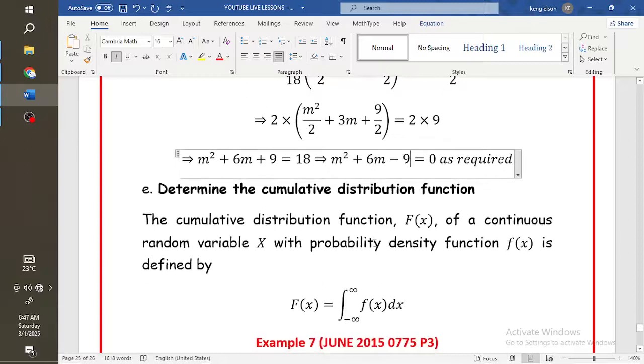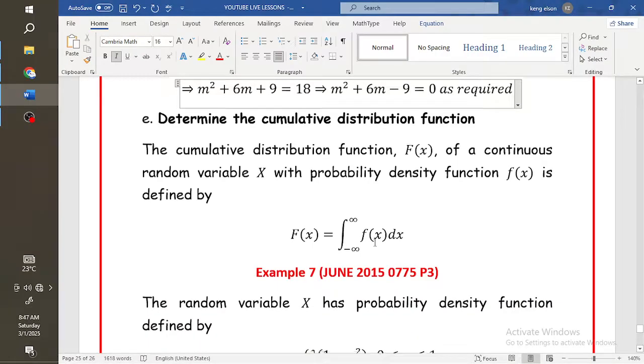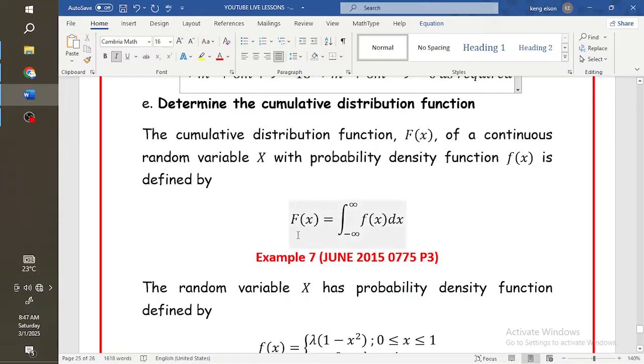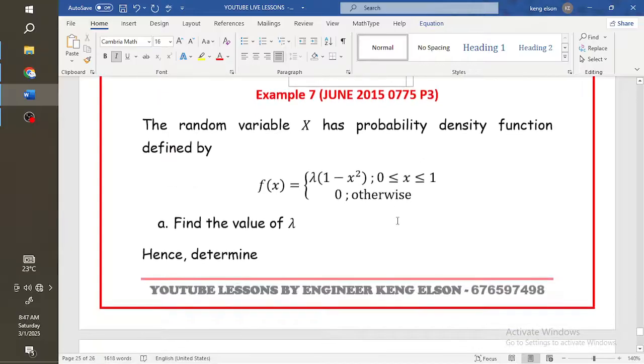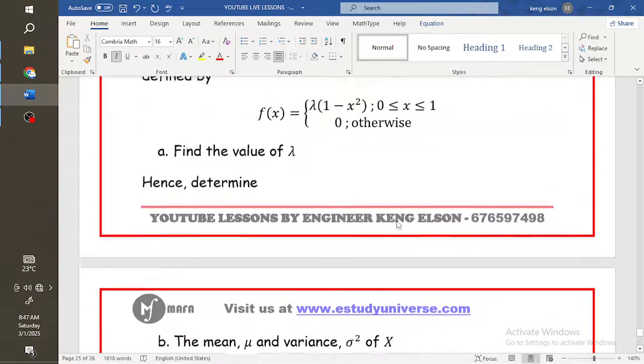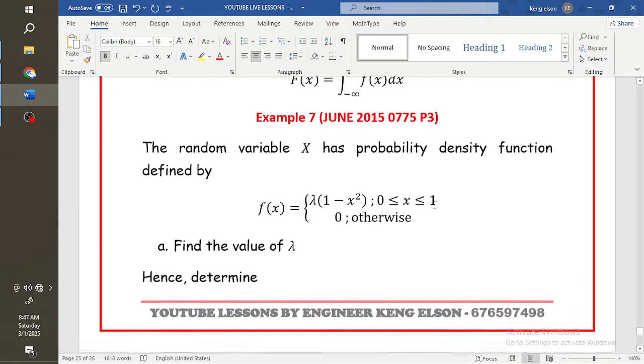Now let's go to determine the cumulative distribution function. Cumulative distribution function of a continuous random variable. So this is the definition of the cumulative distribution function: F of x is equal to the integral from minus infinity to x of the probability density function. Now, to explain, I'll just use this example, which is actually our last example, Further Maths Paper 3, June 2015. That was where I could easily find it.